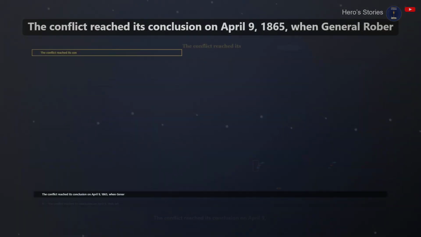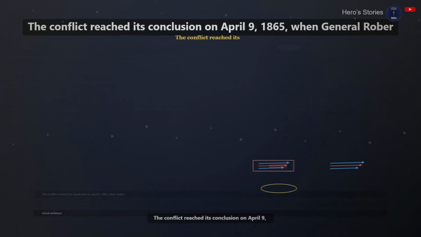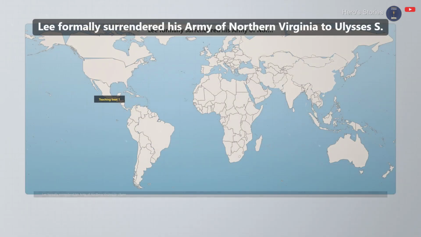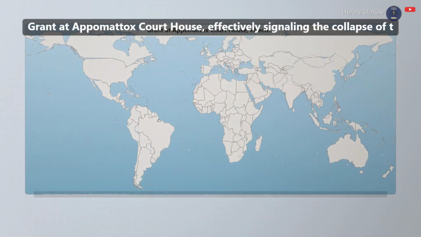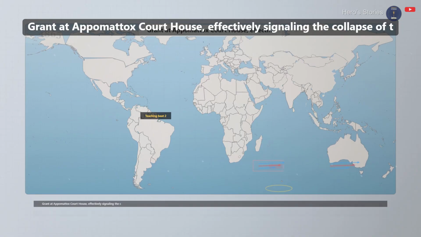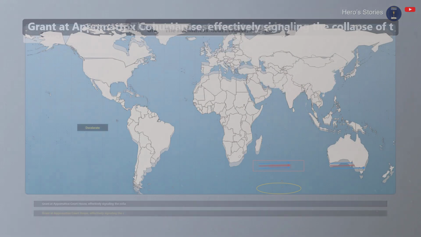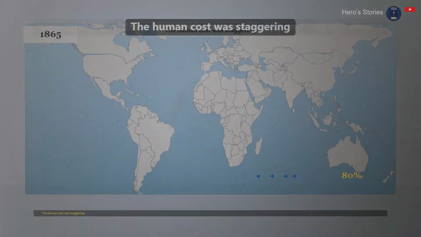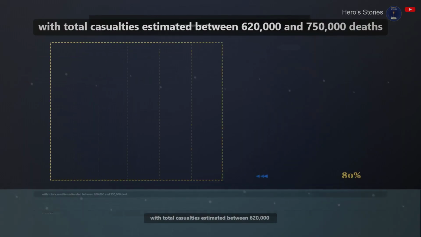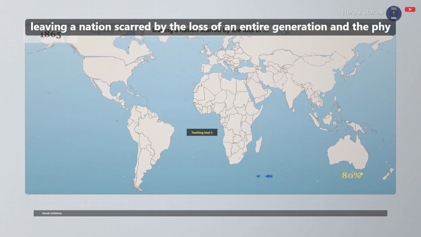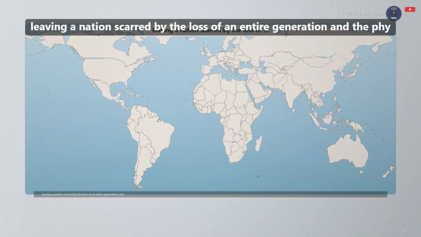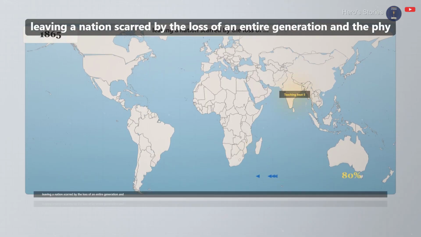The conflict reached its conclusion on April 9, 1865, when General Robert E. Lee formally surrendered his Army of Northern Virginia to Ulysses S. Grant at Appomattox Courthouse, effectively signaling the collapse of the Confederate government. The human cost was staggering, with total casualties estimated between 620,000 and 750,000 deaths, leaving a nation scarred by the loss of an entire generation and the physical destruction of vast swathes of the American South.